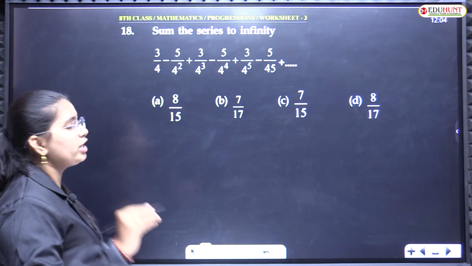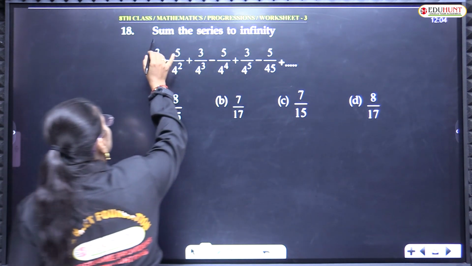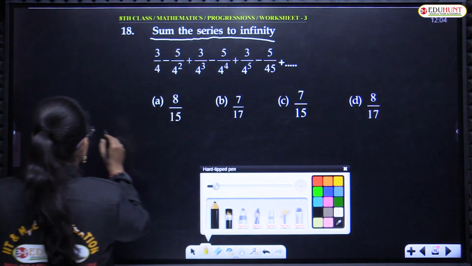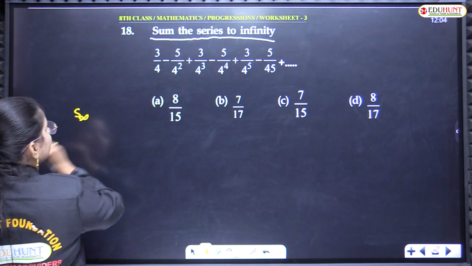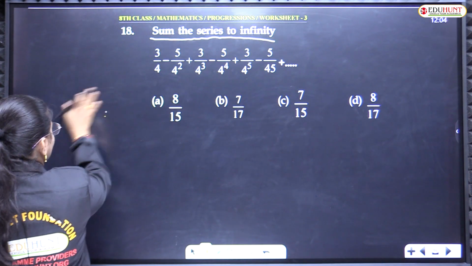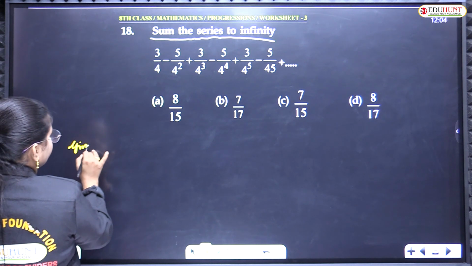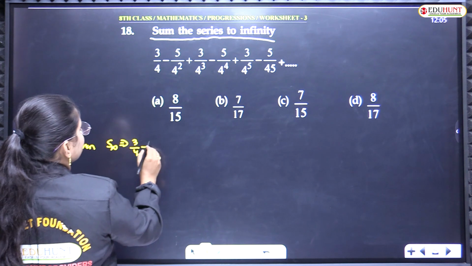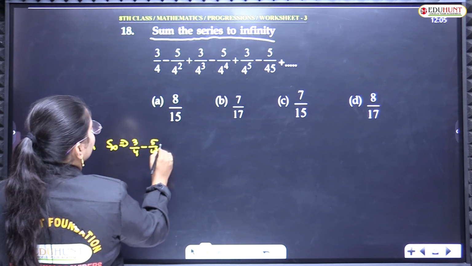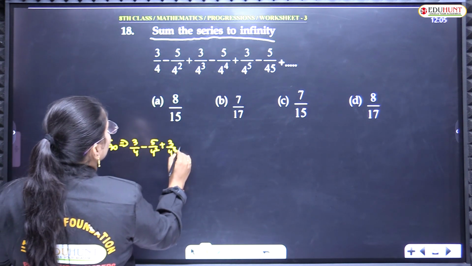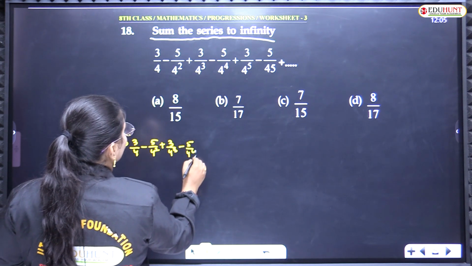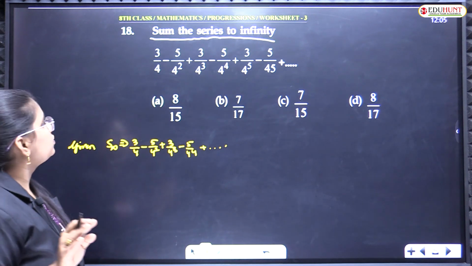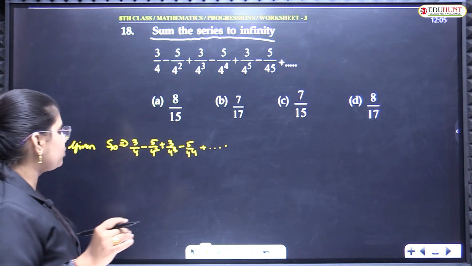Sum of the series to infinity. So, they were asking S infinite. So, the sum of the series to infinite. Right. So, the given question is, here I will write, S infinite is equal to 3 by 4 minus 5 by 4 square plus 3 by 4 cube minus 5 by 4 power 4, and so on. Correct? This is sum of terms in GP. Obviously, those both are in GP.